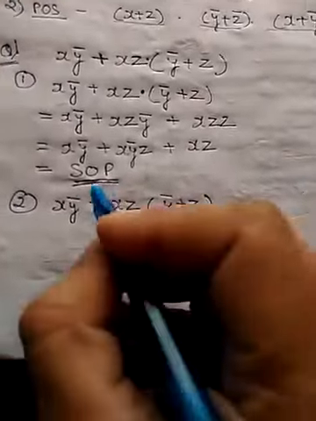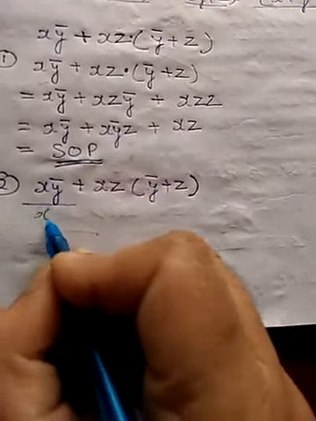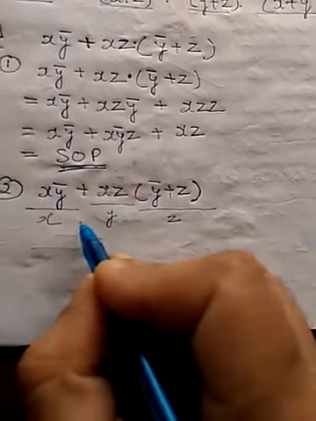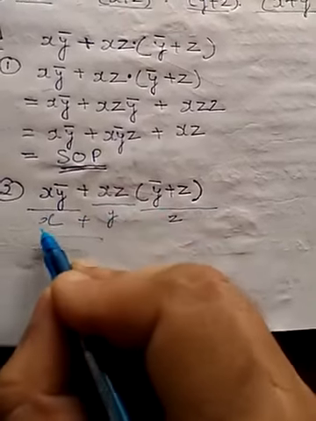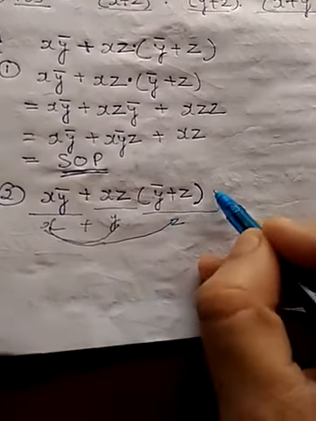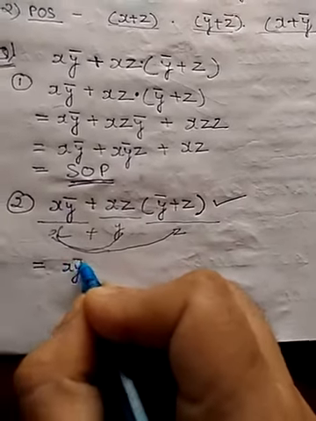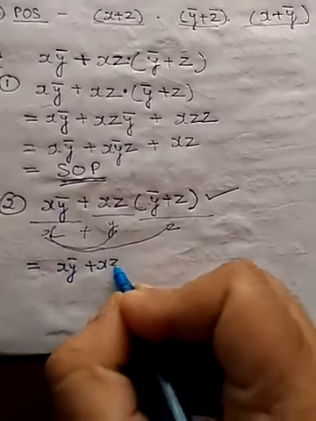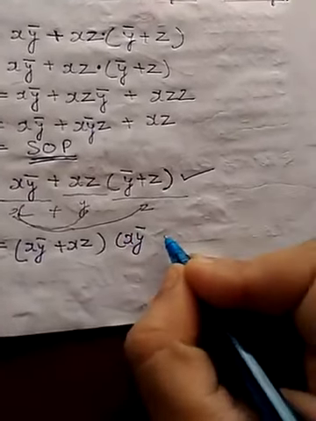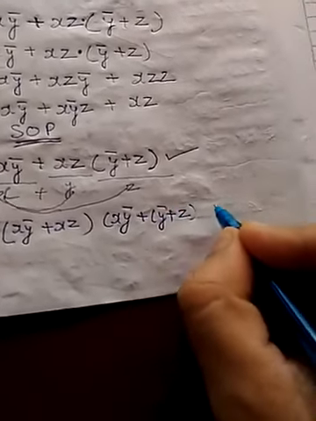Let us consider the whole term as x. This term let us say y, and the whole term let us say z. So what do you get? X + yz. So (x + y)(x + z) according to distributive law. So applying the distributive law over here, you will get (xy' + xz)(xy' + y' + z).